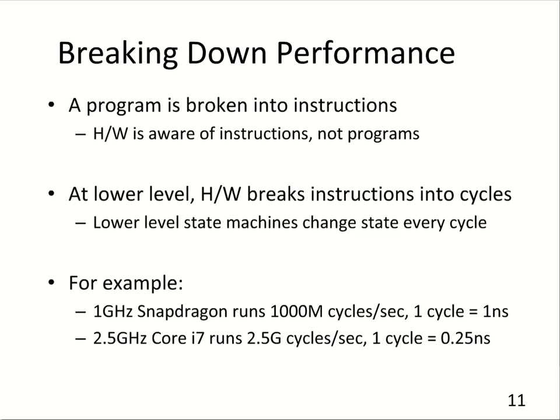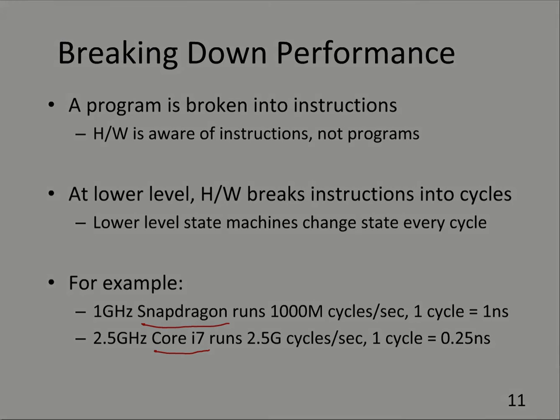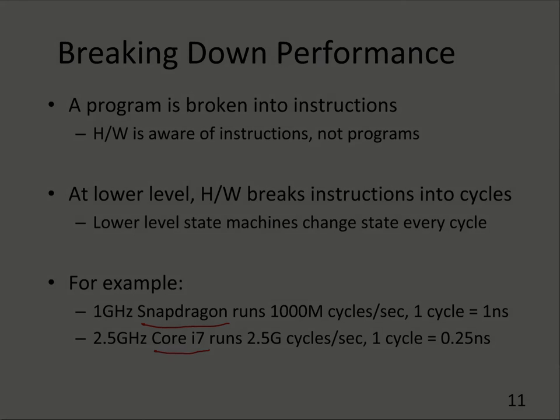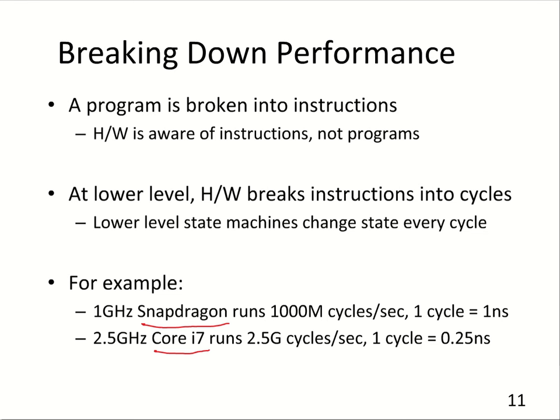So just as a quick example, we can think of a typical processor that might be in your smartphone, like a Snapdragon from Qualcomm, running at 1 gigahertz. It's going to run 1,000 million cycles per second, where each cycle now will consume 1 nanosecond of time. Conversely, a 2.5 gigahertz Core i7 processor from Intel that might be in your laptop or your desktop will run at 2.5 billion cycles per second, and each cycle will now consume 0.25 nanoseconds, or 1/4 of a nanosecond.